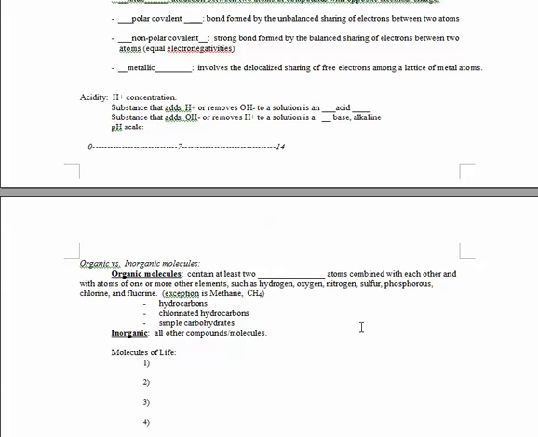Okay, now, in this class, we deal a lot in biology, and so we'd be remiss if we don't talk a little bit about organic chemistry and organic molecules. Now, organic molecules contain essentially the element carbon.